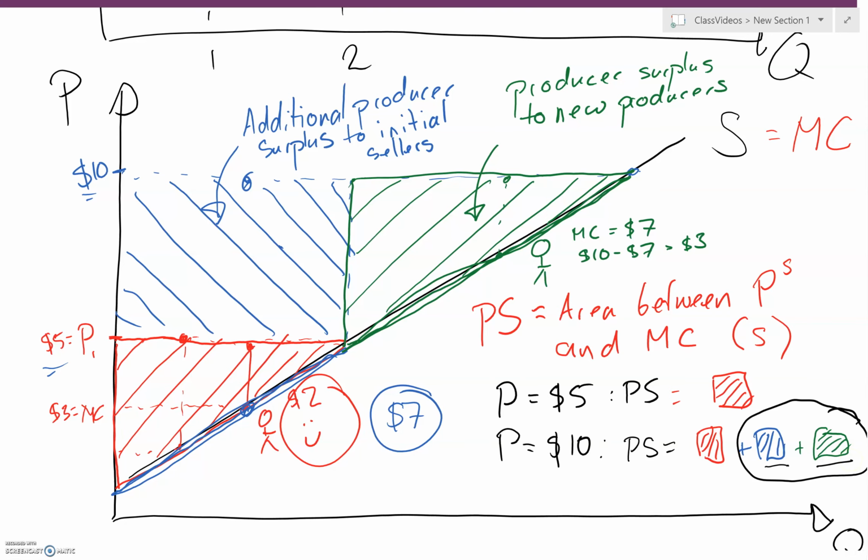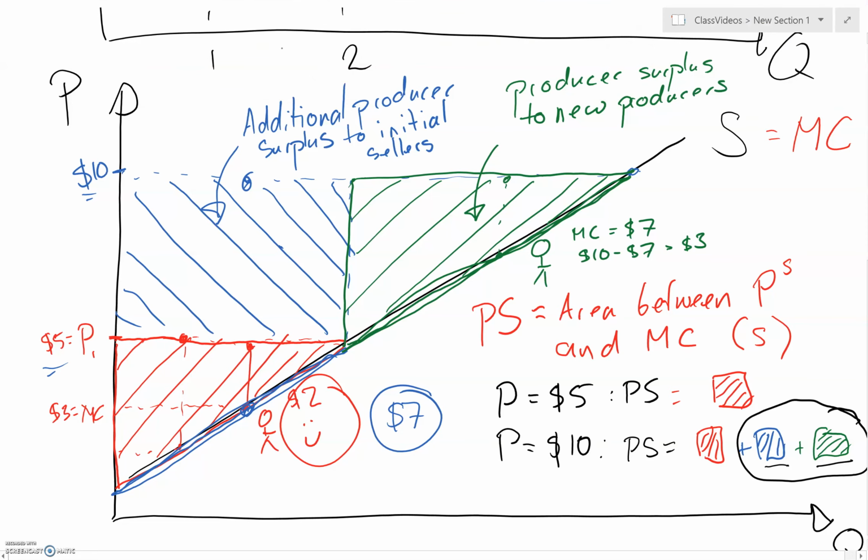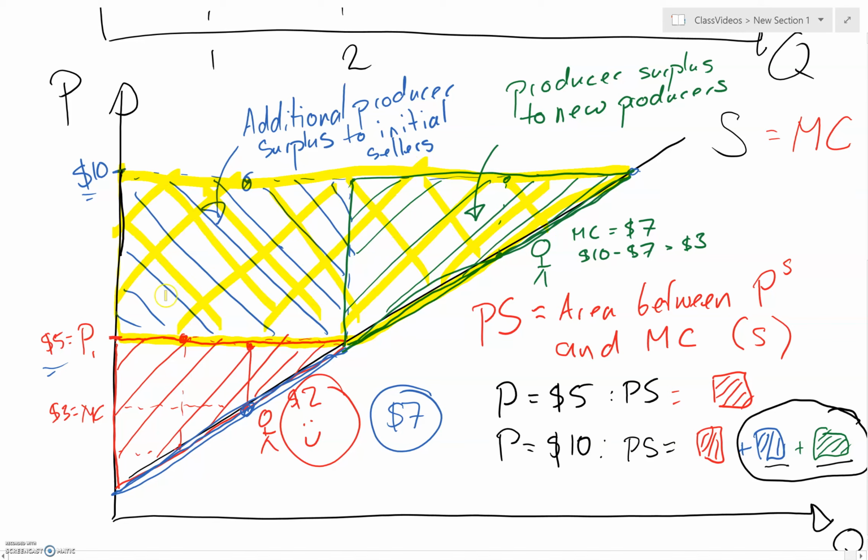Now we're really going to test my OneNote skills. Let's see if I can highlight that area. Here we go. That's this area here. This is how much producer surplus has gone up by as the price goes from $5 to $10.